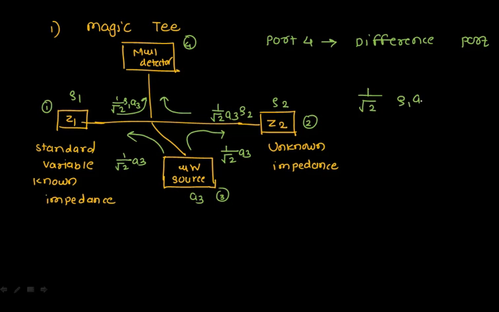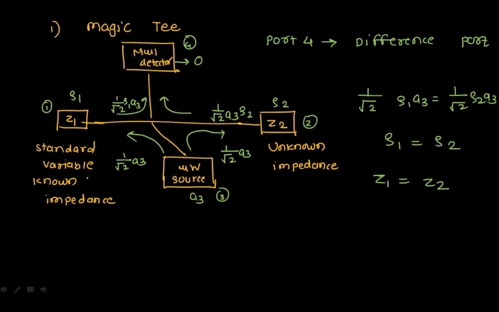If these two inputs are equal, that is, 1 by root 2 rho 1 A3 is equal to 1 by root 2 rho 2 A3, which happens when rho 1 is equal to rho 2, that is, when your Z1 is equal to Z2. When these two inputs are the same, your null detector will detect 0. So when Z1 becomes Z2, port 4 will have a 0 output.